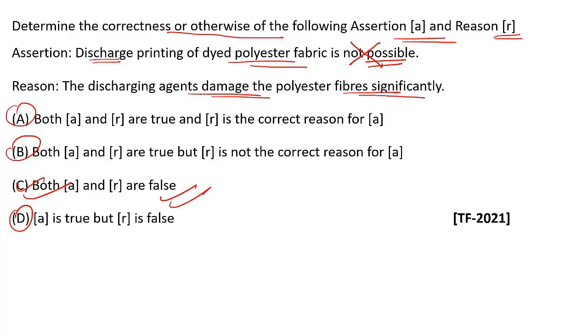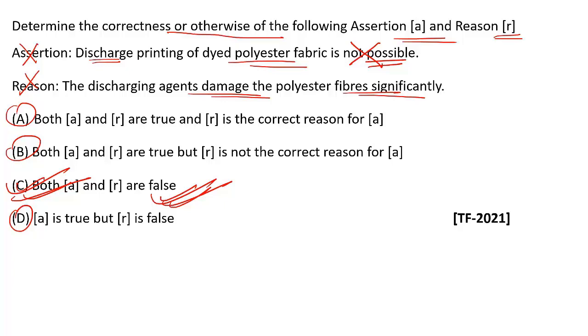So the reason that says that the discharging agents damage the polyester fiber significantly is completely wrong. Both the assertion and the reason are wrong. So option C is the correct option, and we have answered this question as well. Now coming to another type of questions, that is NAT type, numerical answer type questions. We will see these questions ahead.